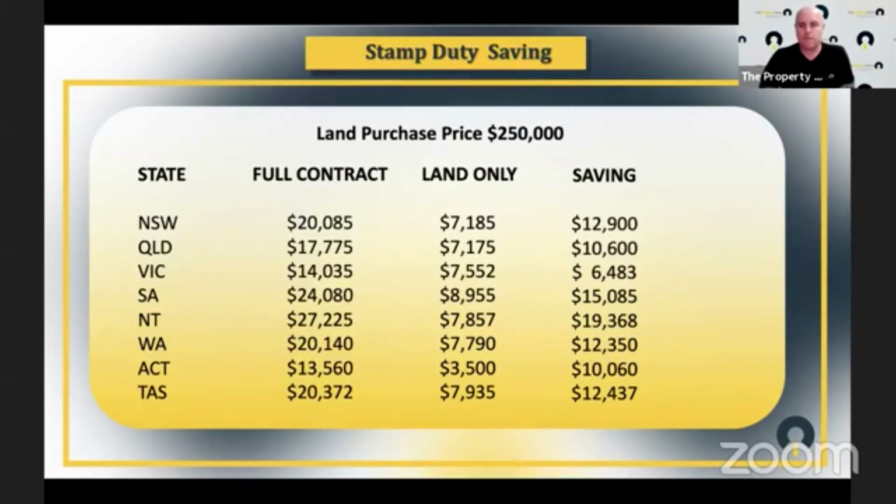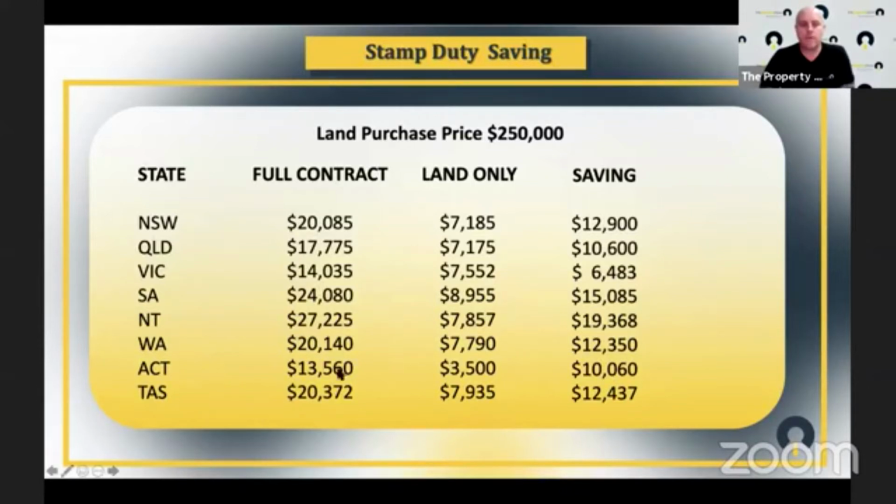But you'll see down the bottom here, the biggest one, and I was actually shocked at this myself, is the Northern Territory. Stamp duty on a $550,000 purchase, because some parts of Northern Territory are actually quite expensive, is $27,000, but on the land only, it's only $7,000. So that's nearly a 20 grand saving. That's huge in Northern Territory. That's a massive saving, so that's the big standout for me. And probably the smallest standout is Victoria. Your saving there is not as high as what it could be.